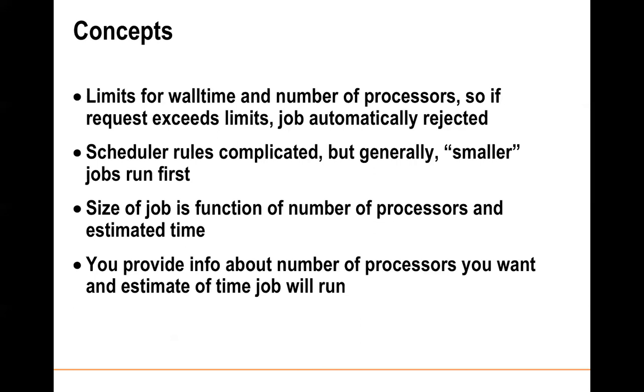And when we're talking about size of a job, we're really talking about the number of processors and then the estimated time of how long that job is going to run. So those are the two factors that really tell you how big a job is. And that information comes from the user submitting the job. So users will submit the job with the number of processors that they want and then an estimate of how long that job will run. And the scheduler uses that information to try and figure out how to schedule that the most effectively.